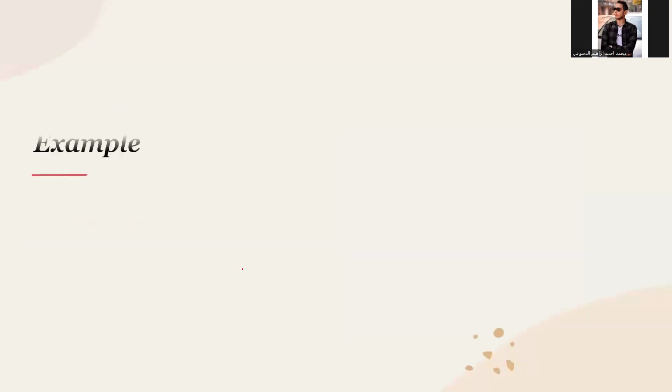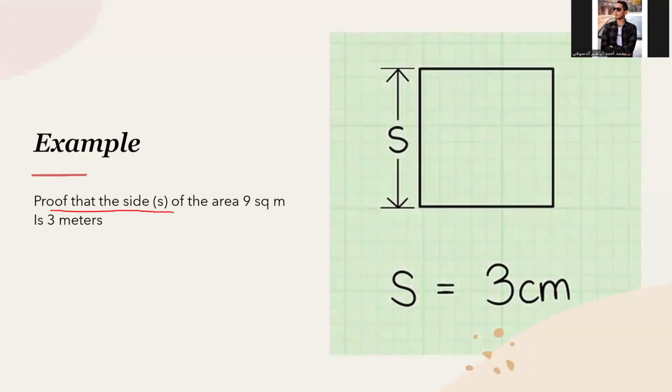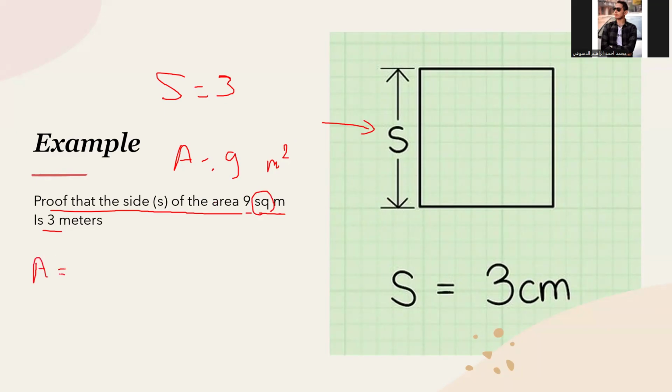Okay, for another example, prove that the side of the square with area 9 square meters is 3. So he wants me to prove that this side, S, is equal to 3. Okay, and it gave me that the area is equal to 9 meter square. So we can say meter square or square meter, SQM. Okay, we use the same formula. That means that the area equals S times S, that's S square.